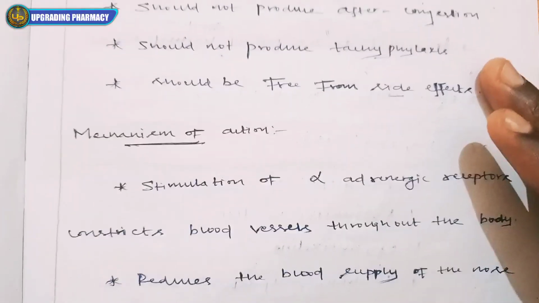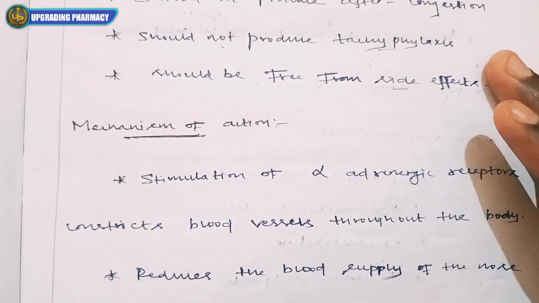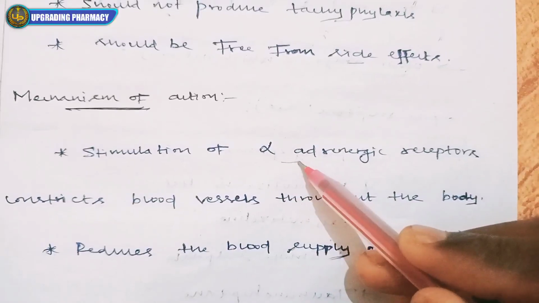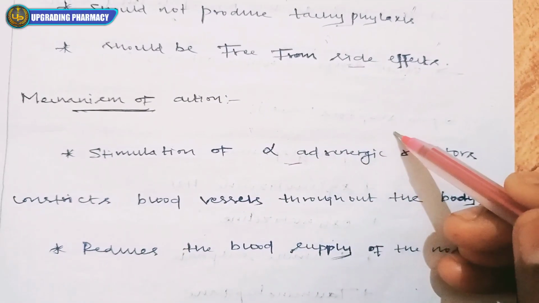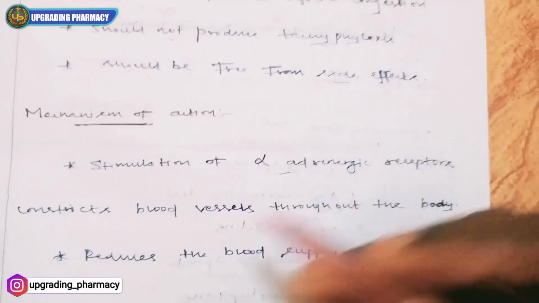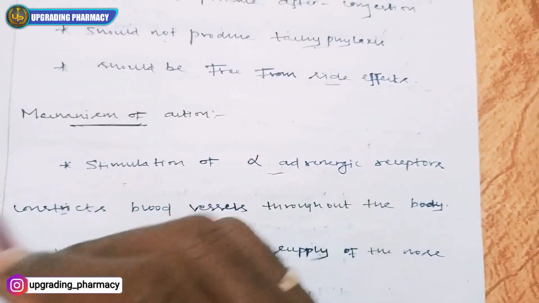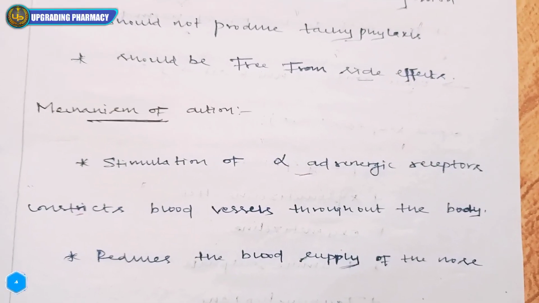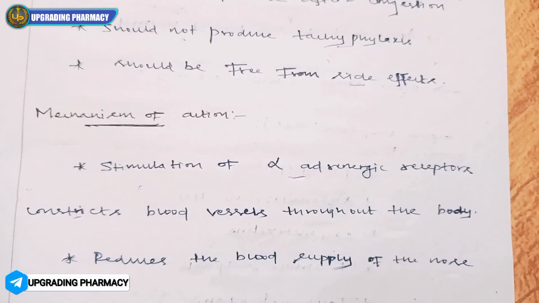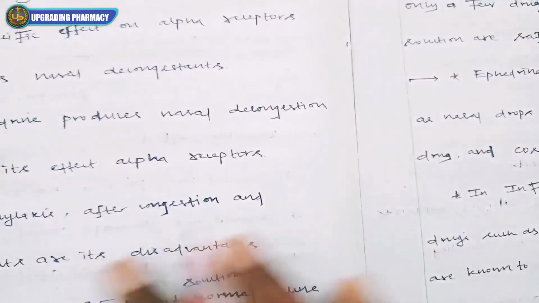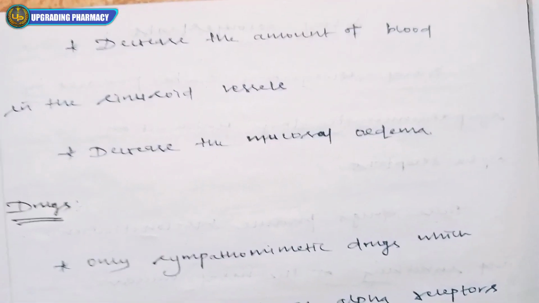Next we move on to the mechanism of action of nasal decongestants. I already told you it is a simple mechanism: stimulation of alpha adrenergic receptors, especially in a sympathomimetic. It constricts, which means it decreases the blood supply. The blood vessels throughout the body will constrict, which reduces the blood supply to the nose, so that the nose has a lesser quantity of blood supply.